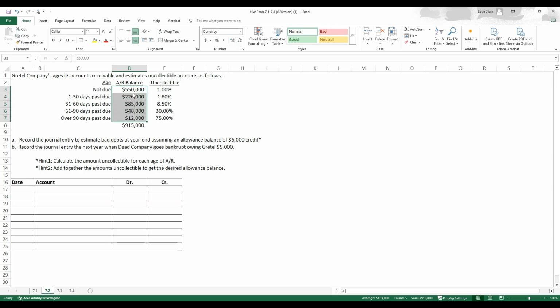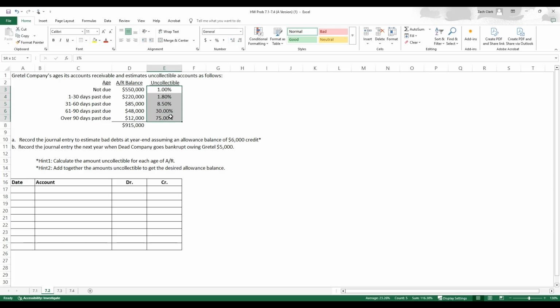So in the real world, these numbers would be a summation of a bunch of individual accounts. And here we can see the accounts that are over 90 days past due are 12,000, so it's just how long these amounts that are owed to us have been outstanding.